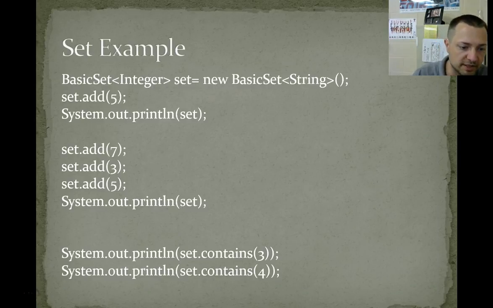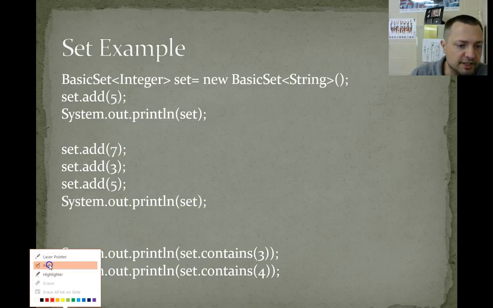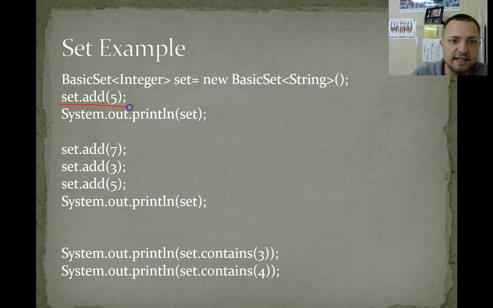All right, let's do a real quick example. So we need the pen. If we did set.add(5) and it's a set of integers, the set would contain 5. If we were to print it, we would get [5]. If we add 7, 3, 5, we could then add 7. And then we add 5. Then we go to add 5, we would be unsuccessful because it's already there. If we were to print the set, it would have 5, 7, 3.